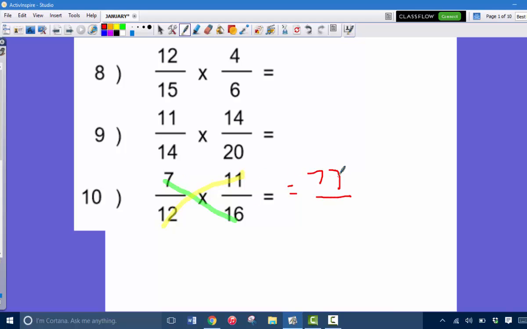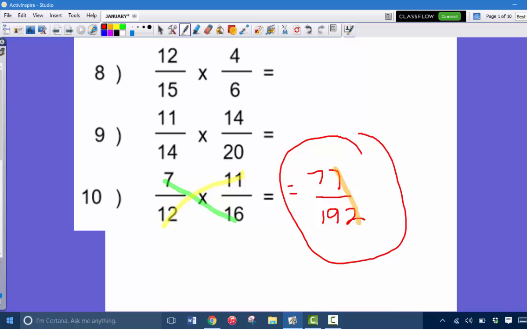7 times 11, which is 77. 12 times 16, I'll go ahead and tell you, is 192. Okay? One final look to see if I have multiples of each other, and I do not. So my final answer, 77/192. Please rewind, go back, look at the steps to see if you understand the process of reducing.